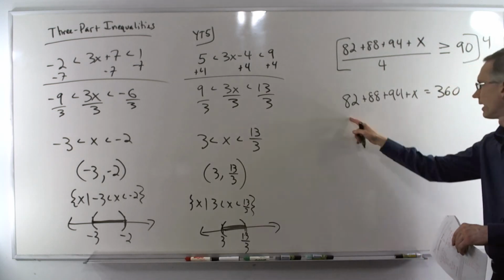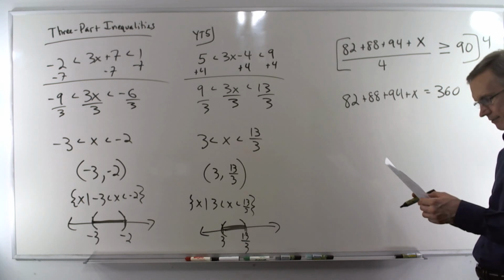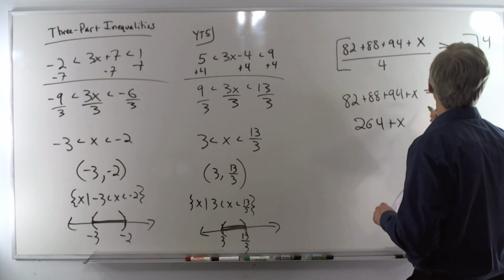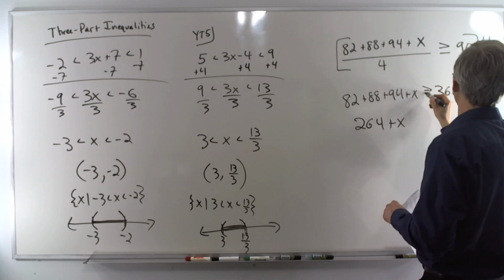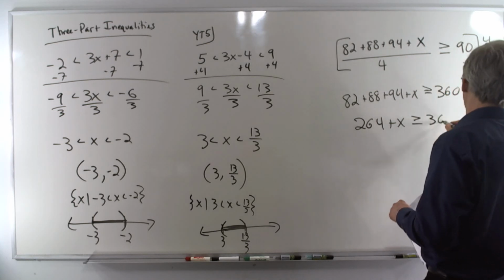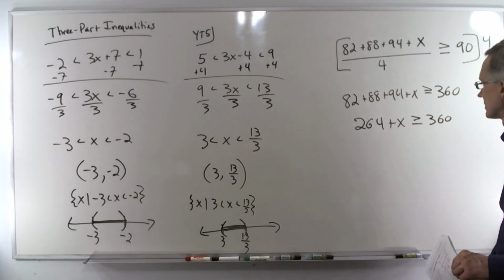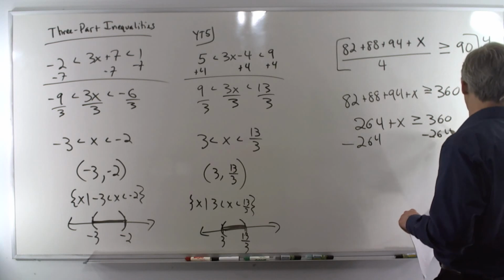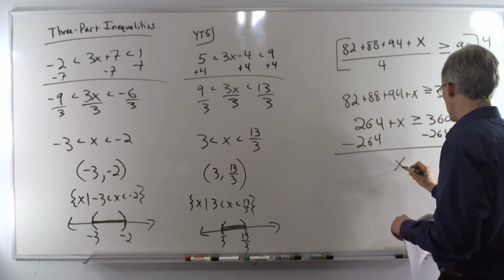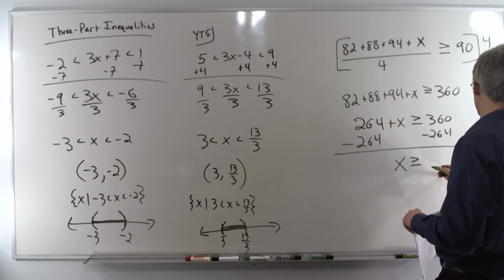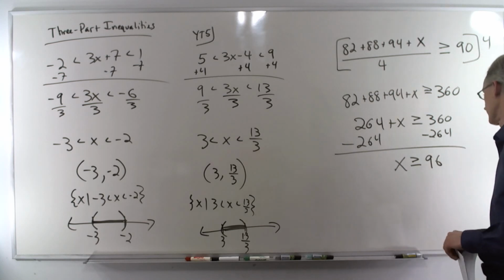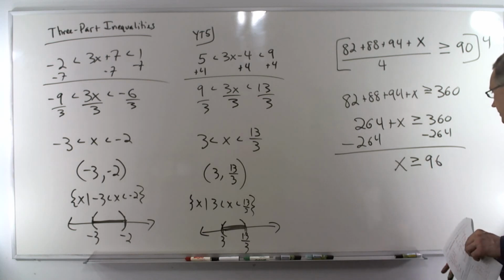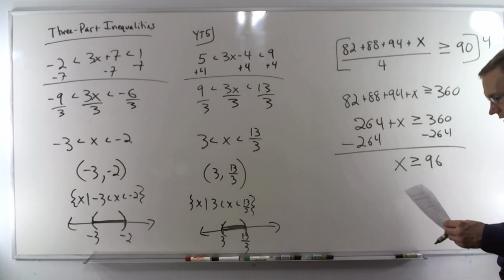Now we'll add up all these, and that gives us 264. Whoops, not equal, greater than or equal to. Greater than or equal to 360. Solving for x, we get rid of 264. So x is greater than or equal to 96. So the student needs at least a 96 on the final, or on the last exam, to get an A.